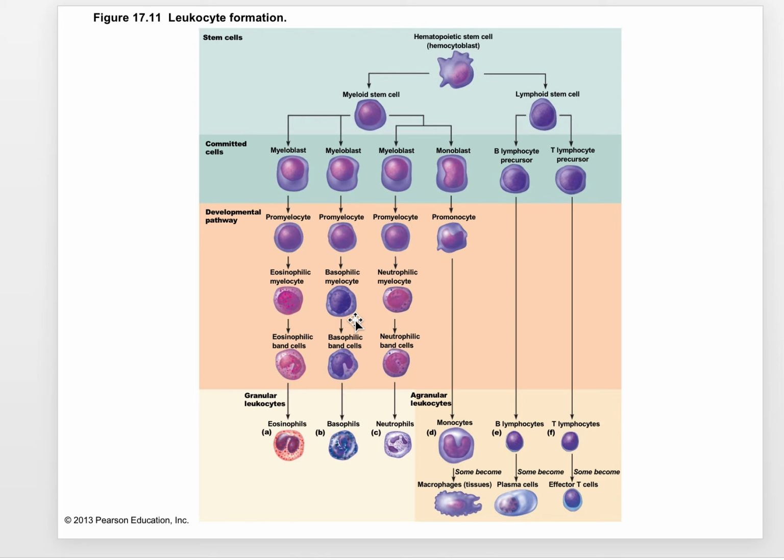This diagram just shows that all of the different white blood cells, eosinophils, basophils, neutrophils, monocytes, and lymphocytes, all come from one common ancestor, the hematopoietic stem cell. We talked in the last lecture about how the hematopoietic stem cell is basically the grandfather of all the blood cells, including the red blood cell and even the platelets. They all come from the hematopoietic stem cell.